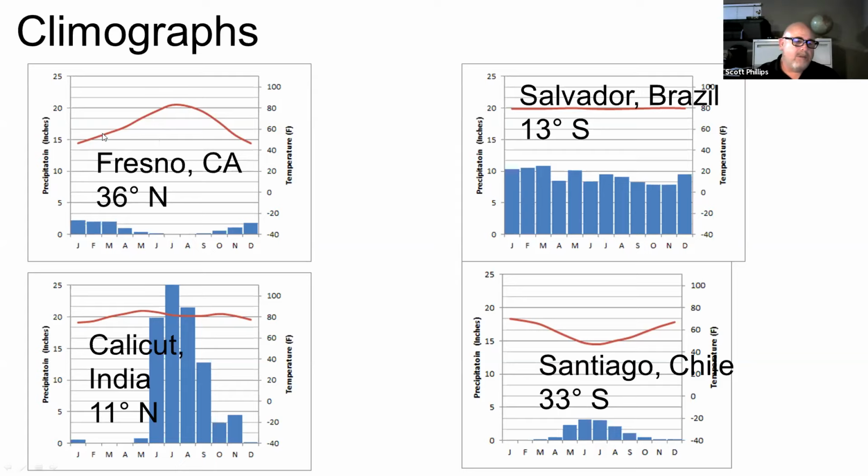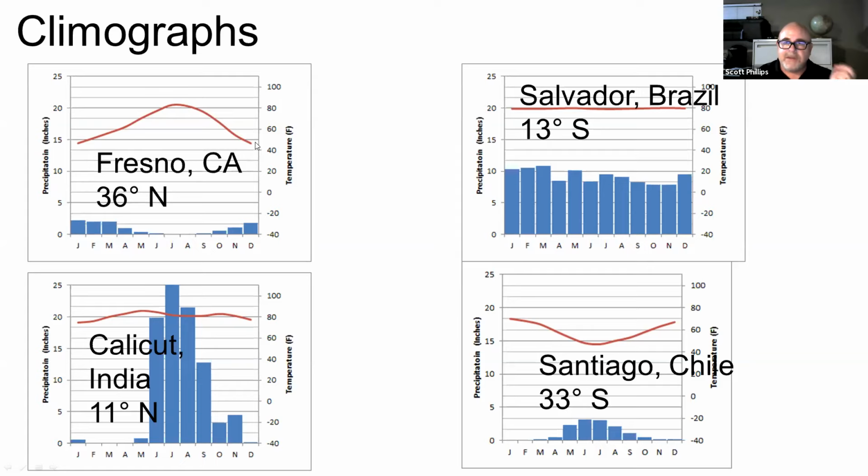And one thing I'll point out is that one way you kind of know where you're at in the world is by the shape of the temperature graph. If the temperature graph is frowning at you, you see how this looks like a frown? Kind of goes down on the ends. What that's telling you is that it's colder in January, hotter in July, and then gets colder in December, like in Fresno.